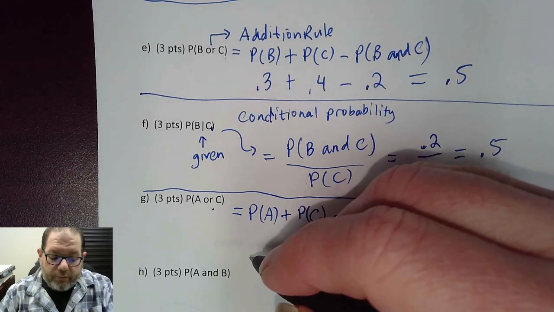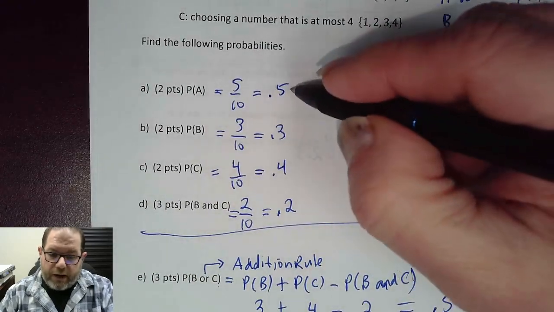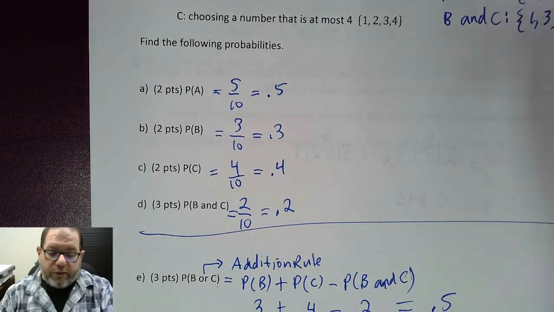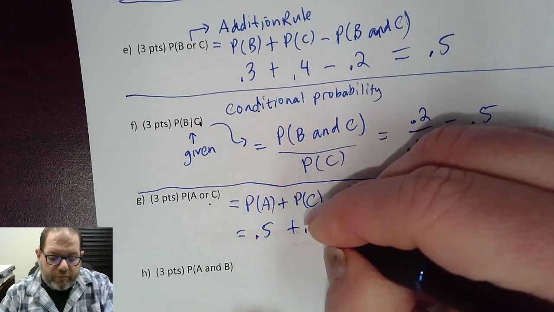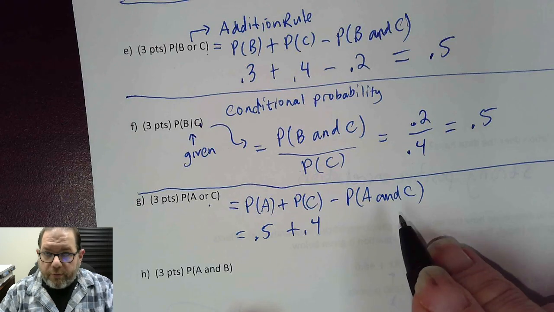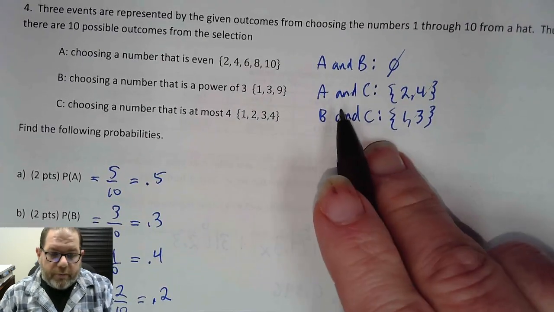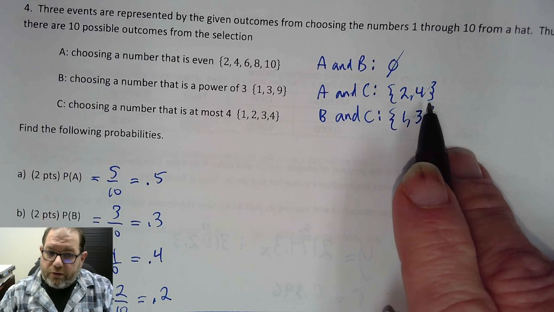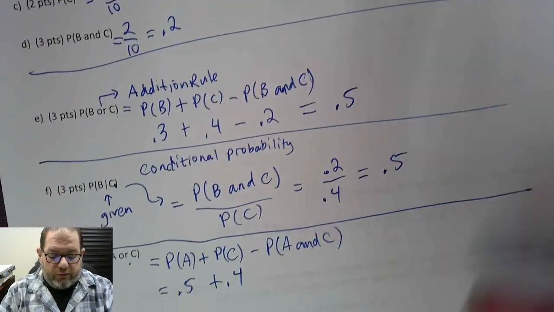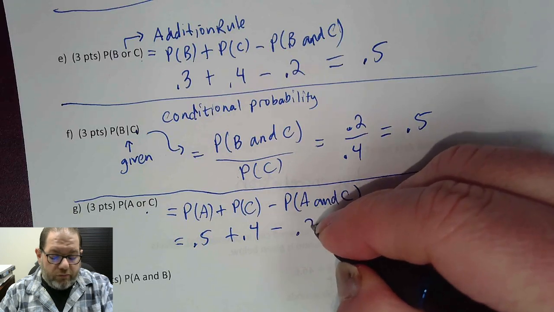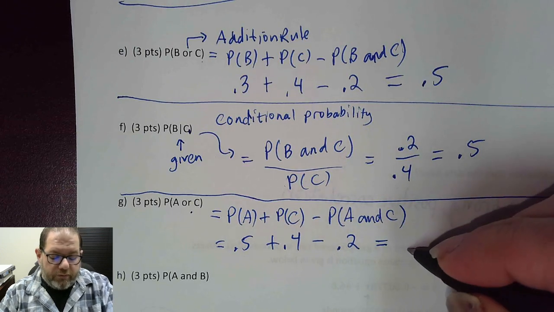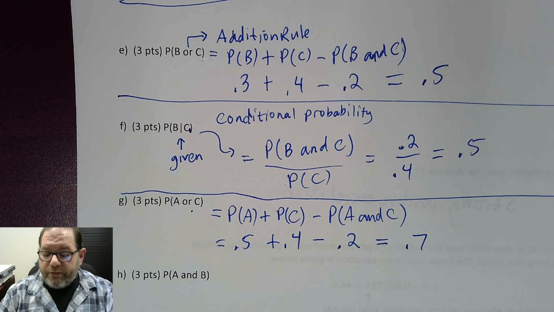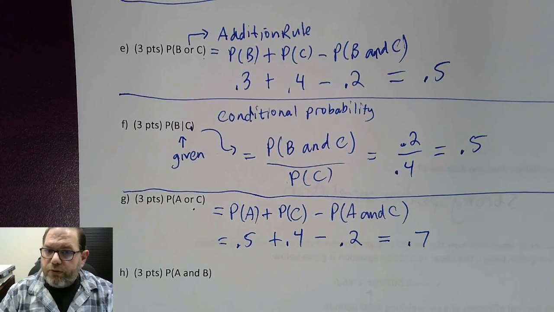Now the probability of A, we know that's 0.5. And the probability of C is 0.4, so we have that. 0.5 plus 0.4. And then we need the probability of A and C. Well, back up here we said there's two numbers in common between the two events. So that's 2 out of 10, or 0.2. So that's what we'll end up subtracting. And so that ends up giving us 0.5 plus 0.4 minus 0.2, so that's 0.7 is the probability that either A or C or both are successful.